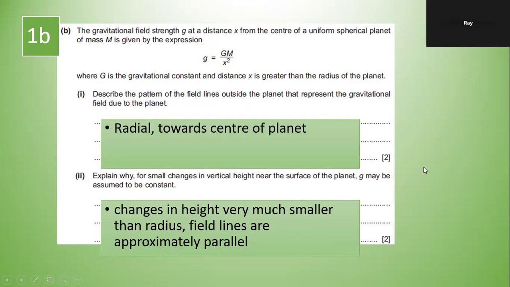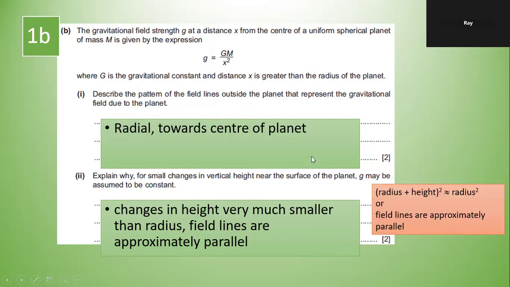Okay, they give an alternative answer. Basically, the radius plus the height above the surface is very close to the radius, so it doesn't affect g.